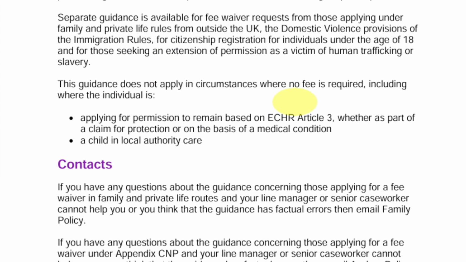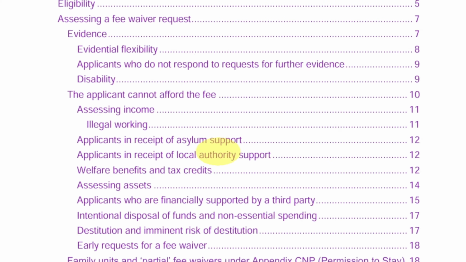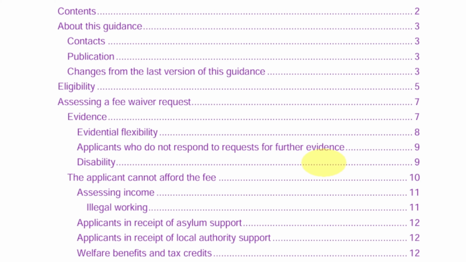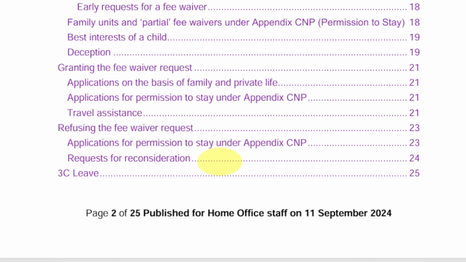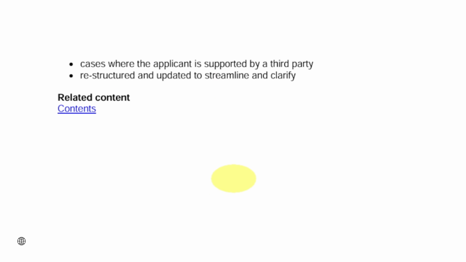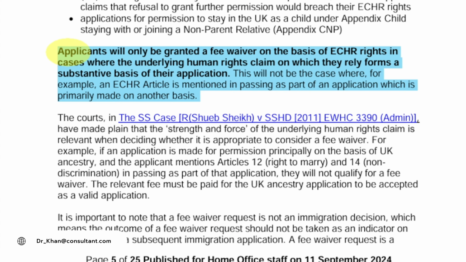So if we go down in this guidance, because if you see, it's got so much stuff in it, I'll be discussing only the important sections from this guidance. But you can download it, and anything which I have missed, you can read it yourself. Now, if I go down, applicants will only be granted a fee waiver on the basis of ECHR rights in cases where their underlying human rights claim on which they rely form a substantive basis of their application. This will not be the case where, for example, an ECHR article is mentioned in passing as part of an application which is primarily made on another basis.